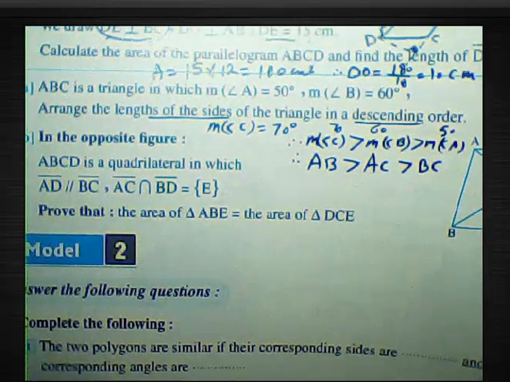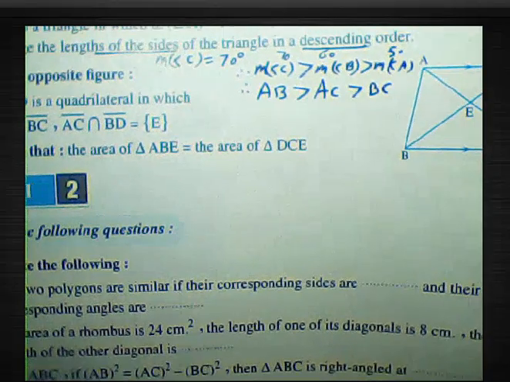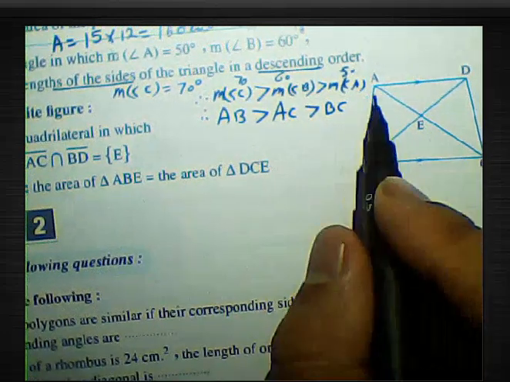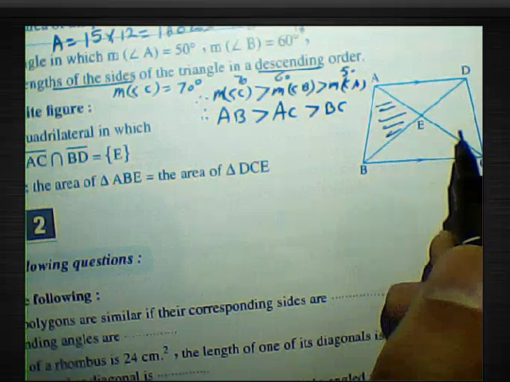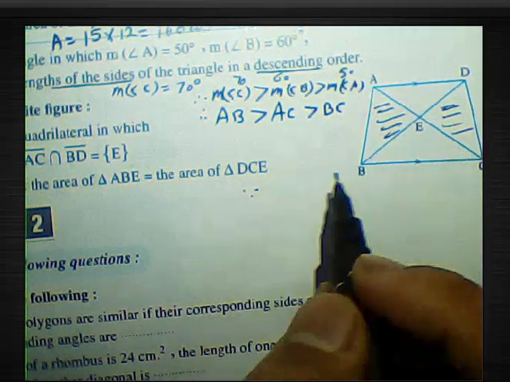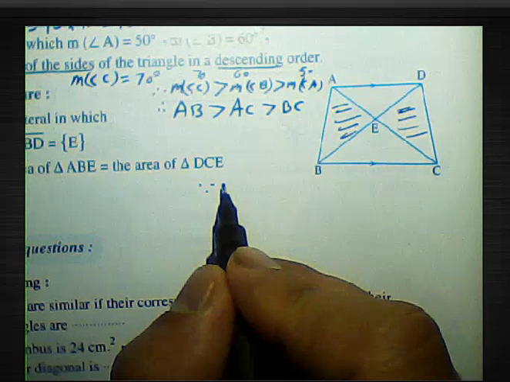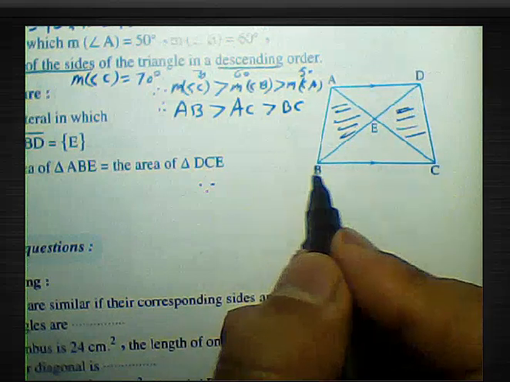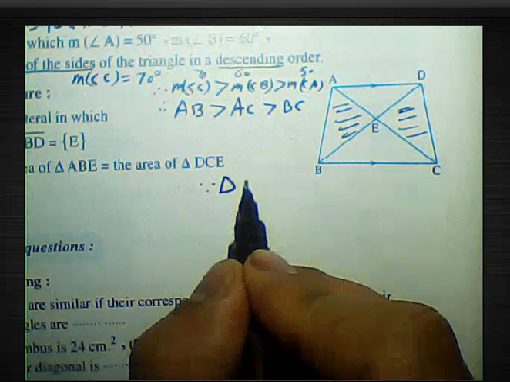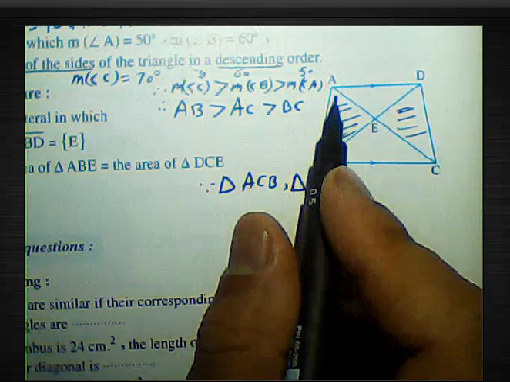Okay, look at question 5, letter B. In the opposite figure, ABCD is a quadrilateral in which AD is parallel to BC. Prove that the area of triangle ABE equals the area of triangle DCE. We have in this quadrilateral, this trapezium, AD parallel to BC, and triangle ABC and triangle DBC.